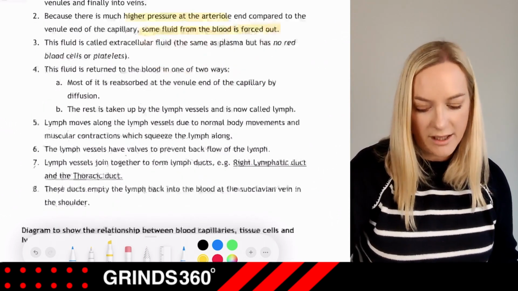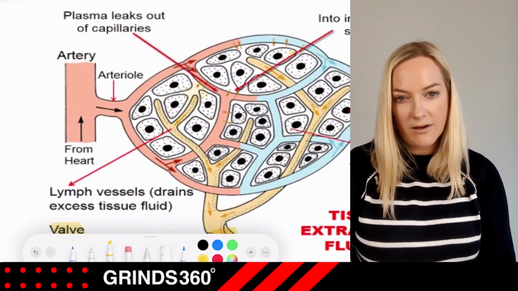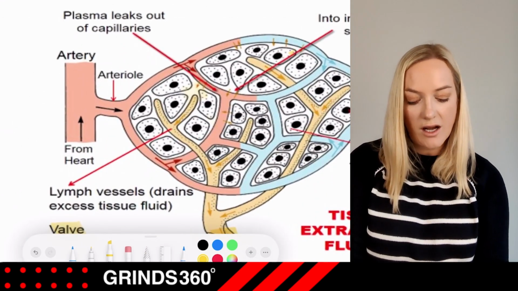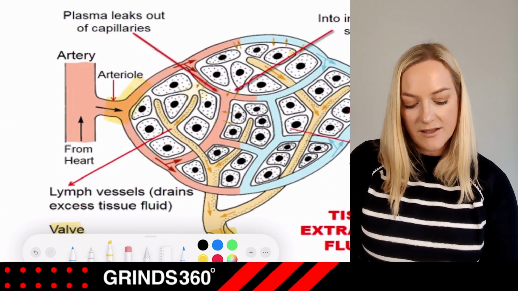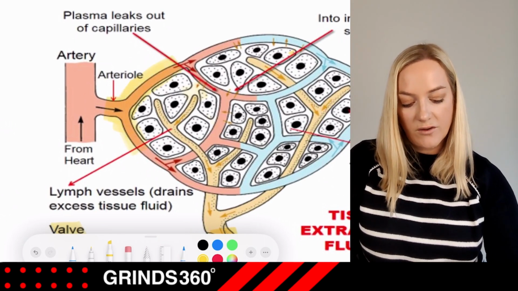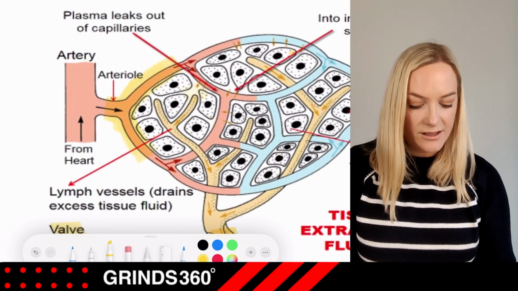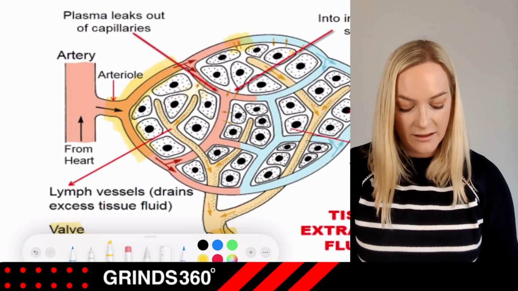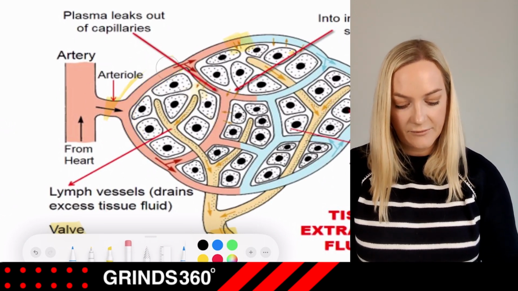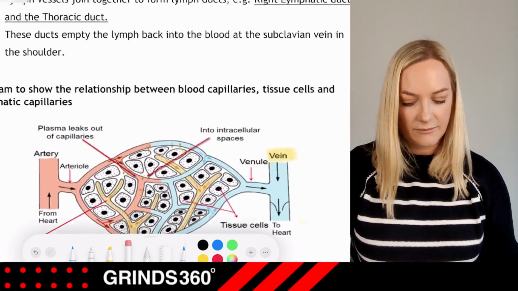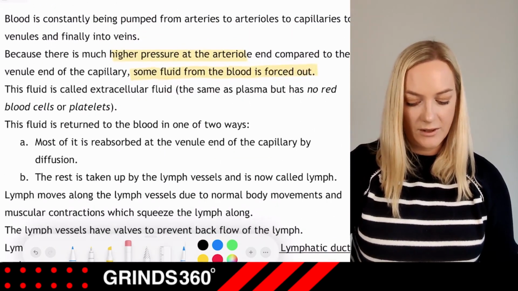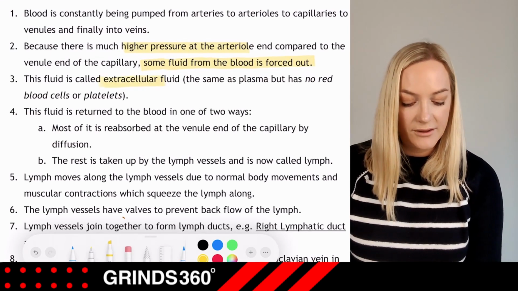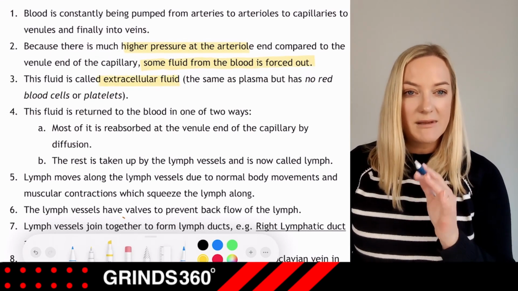So if I go back here, we have our artery, our arteriole. We can see it's getting smaller, so there's going to be much higher pressure here. Because of this higher pressure, some of the blood is going to be forced out at the capillary end into the fluid here, our extracellular fluid. This fluid is called extracellular fluid. It's the same as plasma.